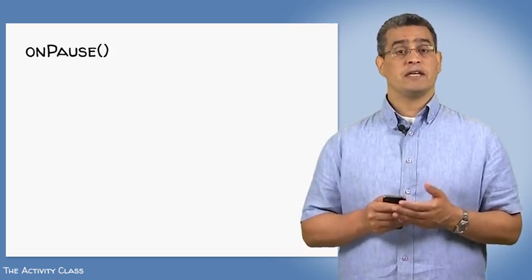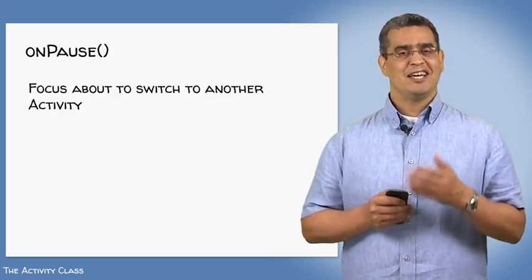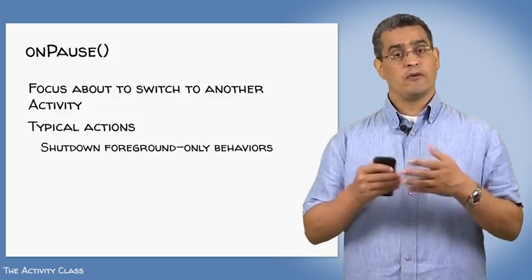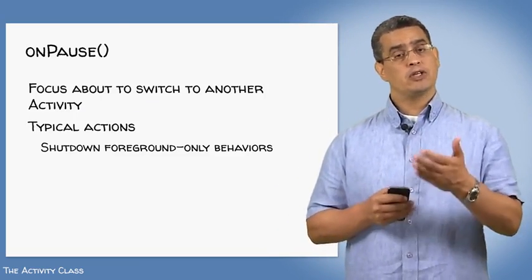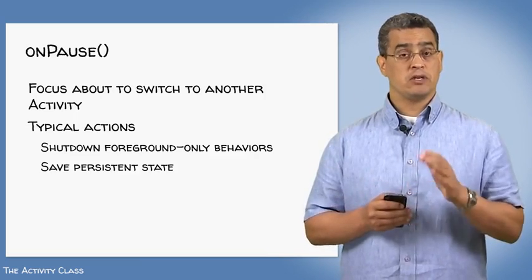OnPause is called when your activity is about to lose focus. In this method, you can shut down foreground-only behaviors. Things like killing animations. And you should also save any persistent state that the user has edited.